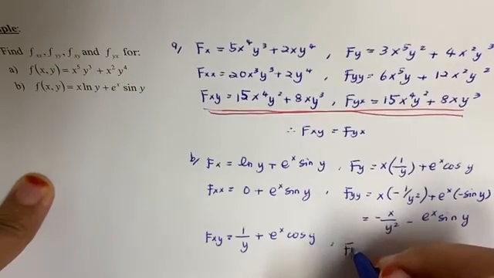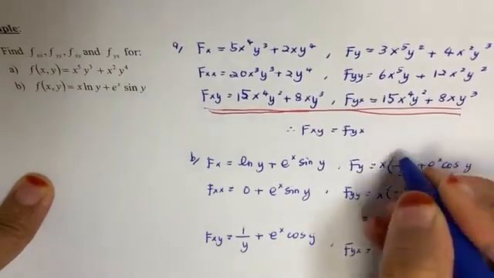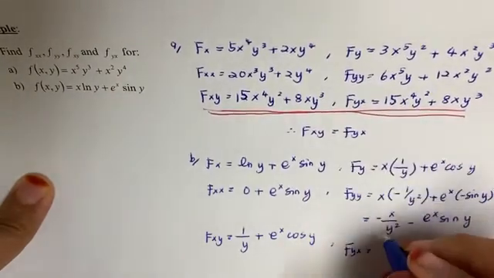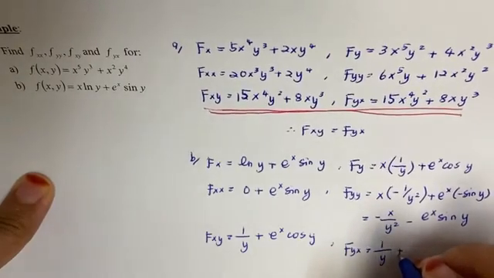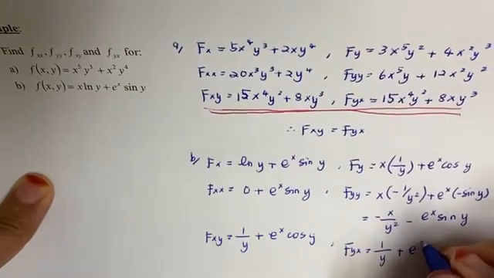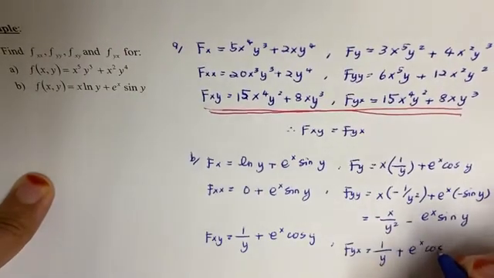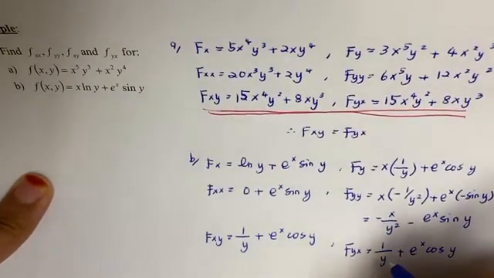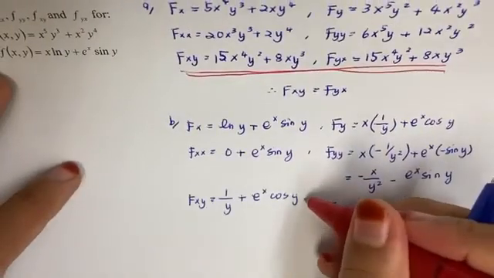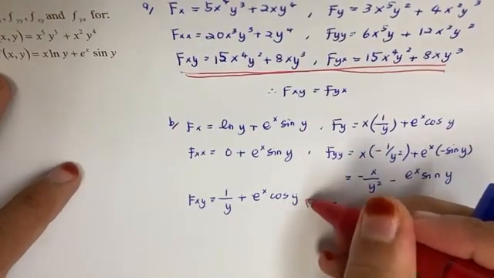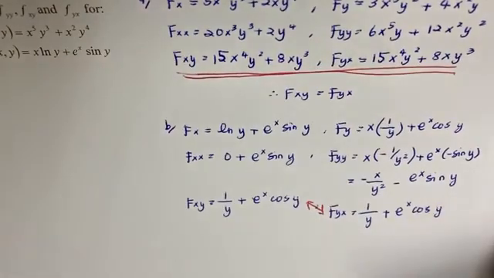And for fyx, differentiate x, we have 1. So we are left with 1 over y plus exponent x, exponent x remains, cos y. So this is fyx. Again, they are equal. fxy is equal to fyx.